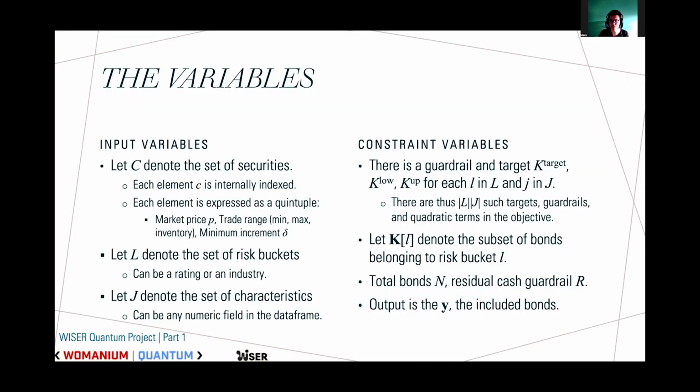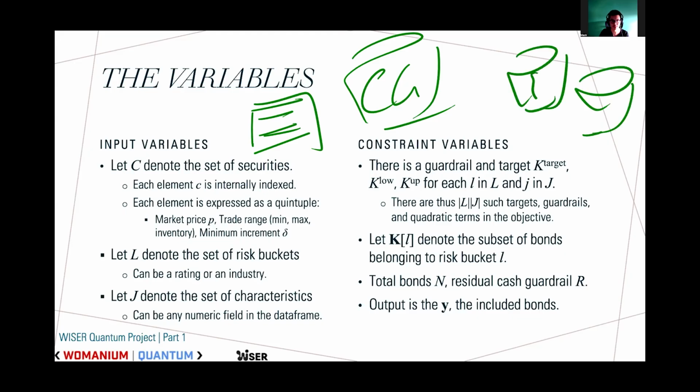This is going to be our formulation of the solution. Let C denote the set of securities. Each security has variables like max and min trades. Let L denote the number of risk buckets. In this case, we have capital goods, insurance, and transportation. Let J denote the number of characteristics, which we will simplify to just one, as in the original model. For each risk bucket characteristic, there's a guardrail and target value. Let's call this regular K. Then let bold K of L denote the subset of bounds in C, and then two global constraints.